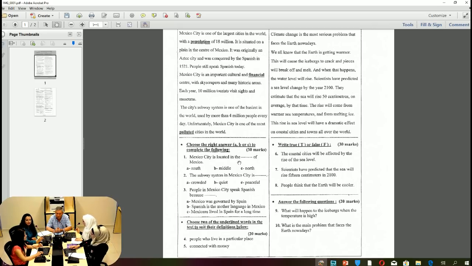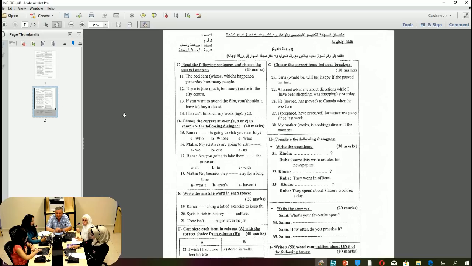The second question is a comprehension question. They have to answer the questions. They have to find the answer from the text, in the text, yes. Second page, Ms. Samaher, please.